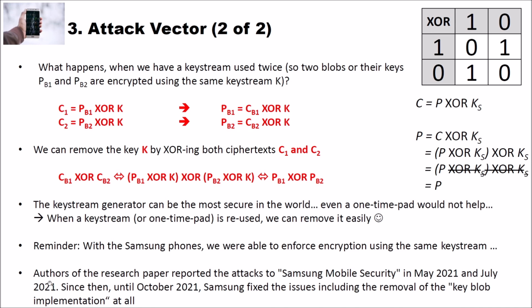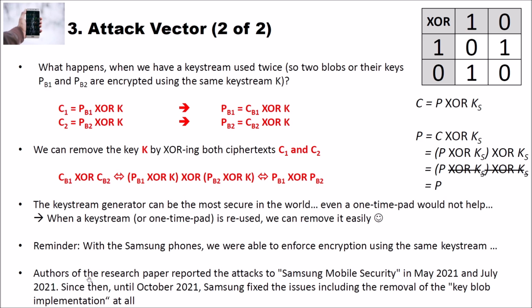And one final note on this attack here is that the authors of the research paper reported the attack to Samsung Mobile Security already in May 2021, and they already discovered a lot more besides what I present here, and they reported the other attack vectors and possibilities in July 2021.